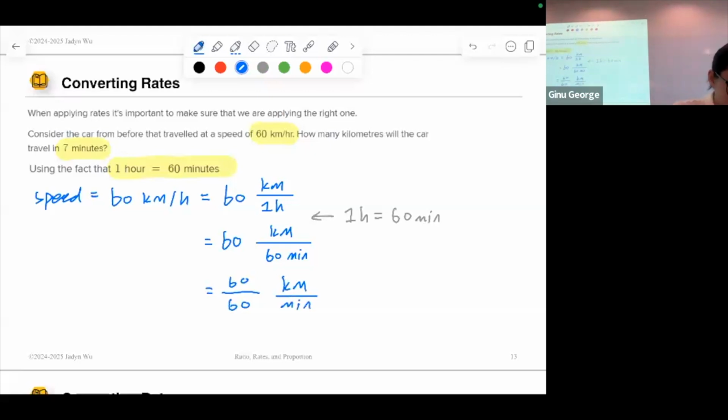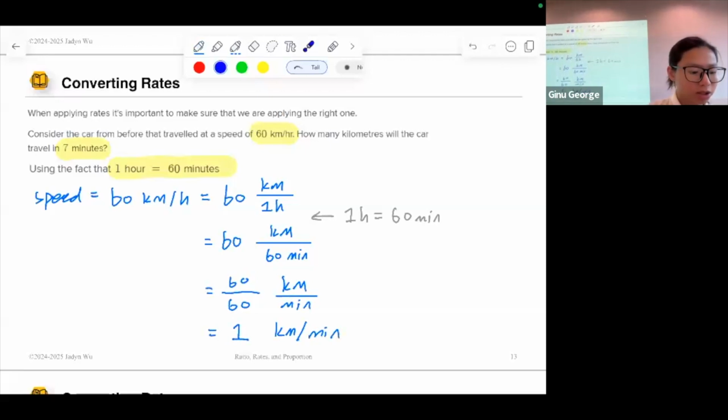And then I can calculate the numbers here to simplify it. So we know that this will actually be 1 kilometer, and I can always change it to the per notation instead of the fraction as well. So I'll have 1 kilometer per minute as the final calculation. And this will be the same speed as the previous one, just with different units here. So that's how we can convert rate or converting minutes as well. Any question about converting here?